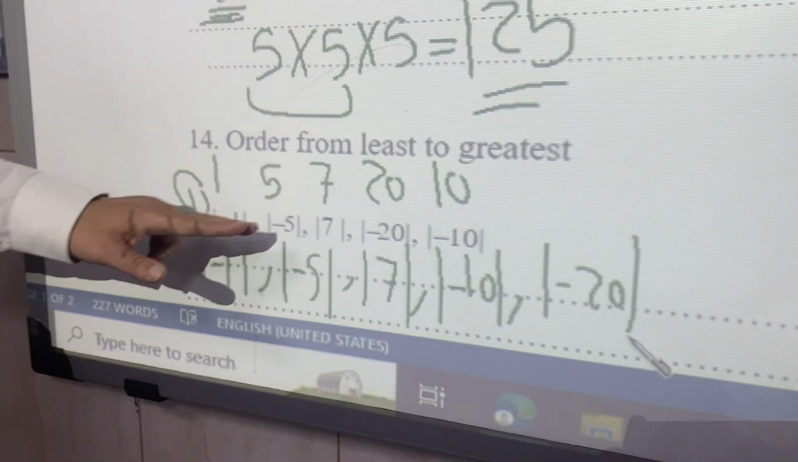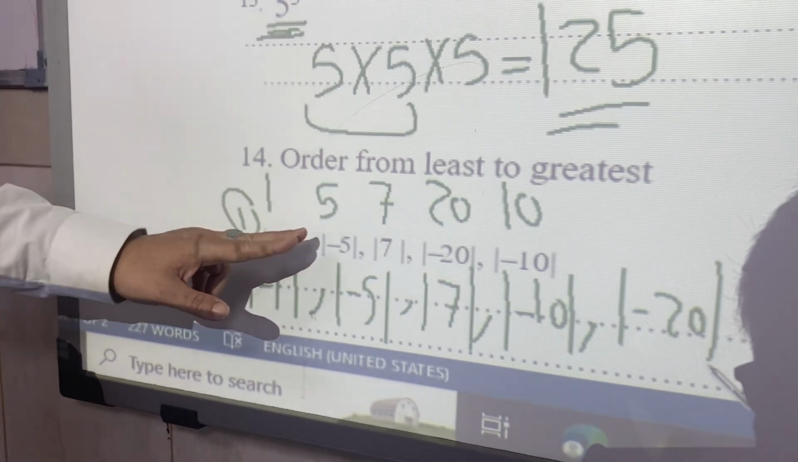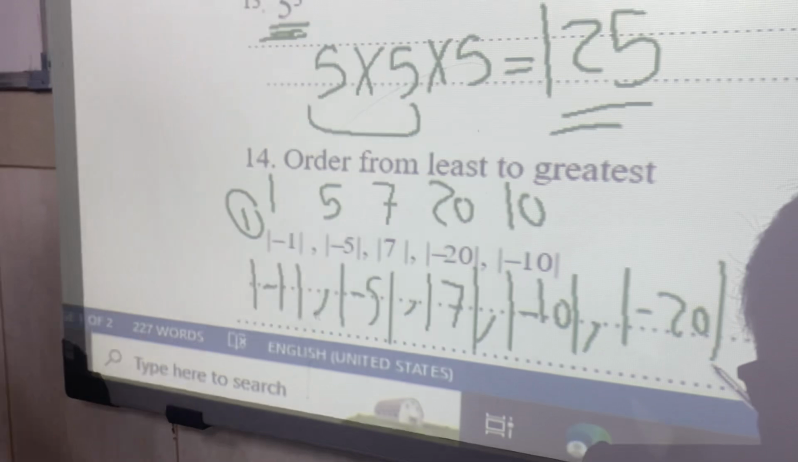So when you order them, don't write these numbers. You have to write the absolute values. Or you can number them. You can write 1, 2, 3, 4, and 5.